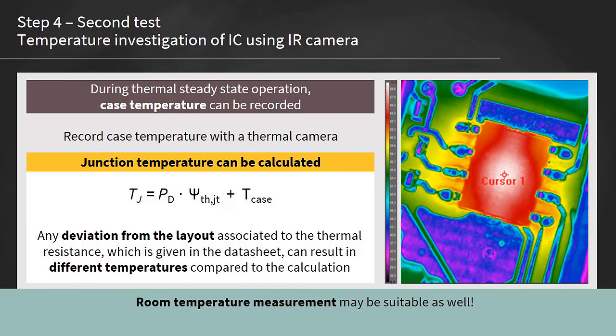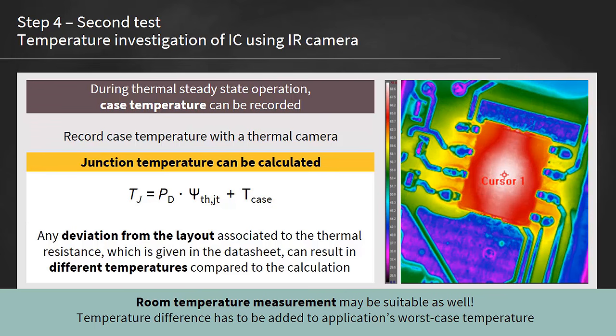A room temperature measurement may be suitable as well. The temperature difference between ambient and case temperature has to be added to the application's worst case temperature. Then, the junction temperature can be calculated as described above.